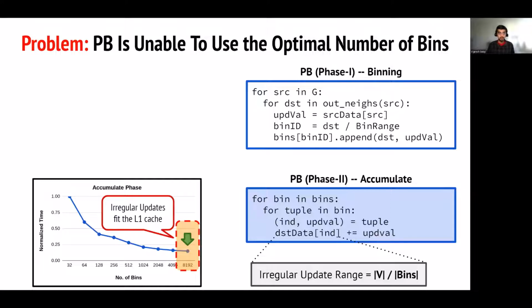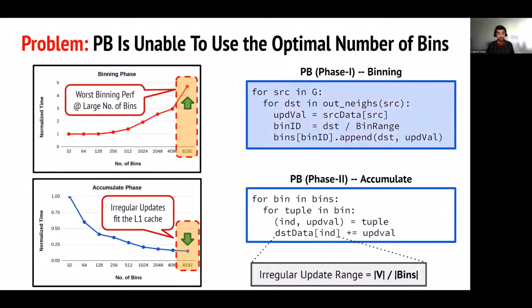And that's what we see in our performance characterization on the bottom left. Unfortunately, if we were to plot the binning phase performance as a function of the number of bins, we see that it has the exact inverse relationship with the number of bins, with the worst binning performance when there are a large number of bins. So essentially for this reason, we are unable to use the optimal number of bins in propagation blocking, which is a large number of bins.